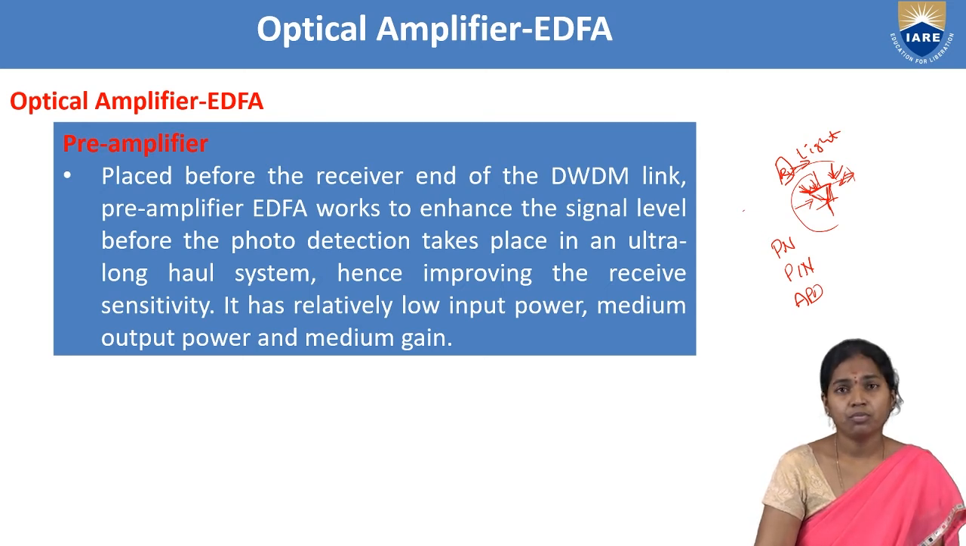Why are we using a pre-amplifier before this photodetector? It improves the receiver sensitivity. It has relatively low input power, medium output power and medium gain.